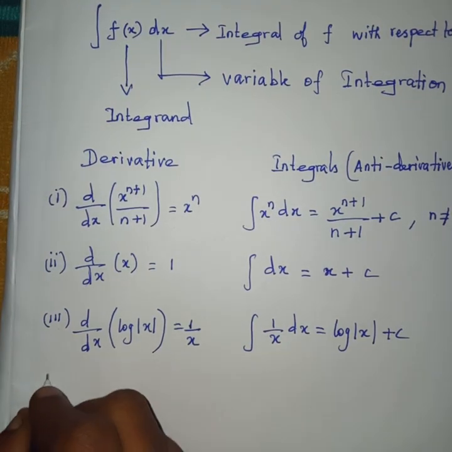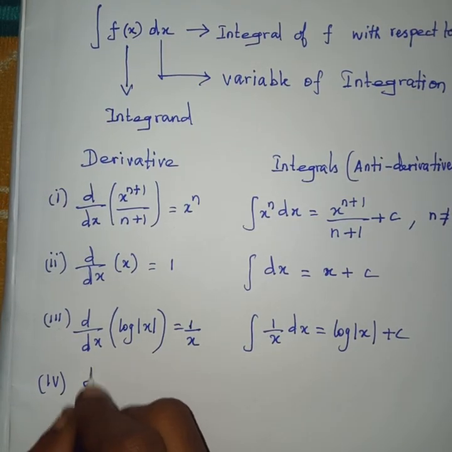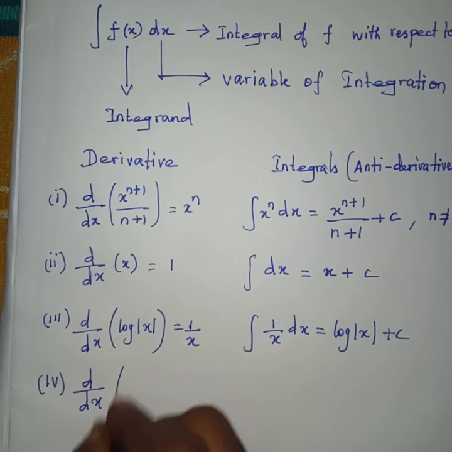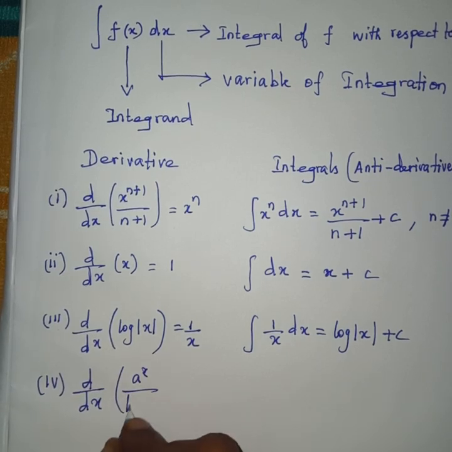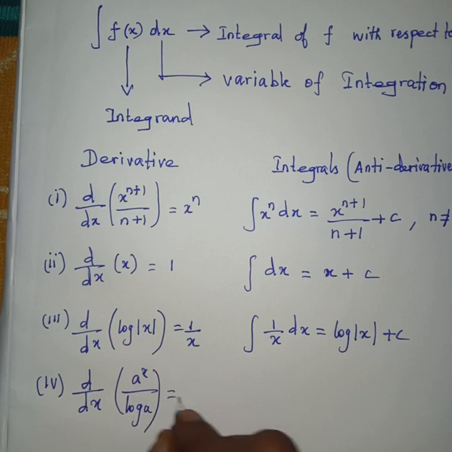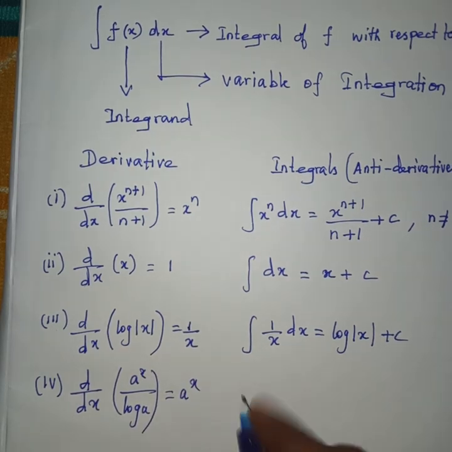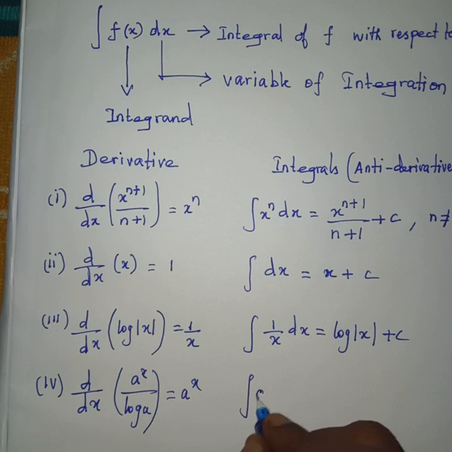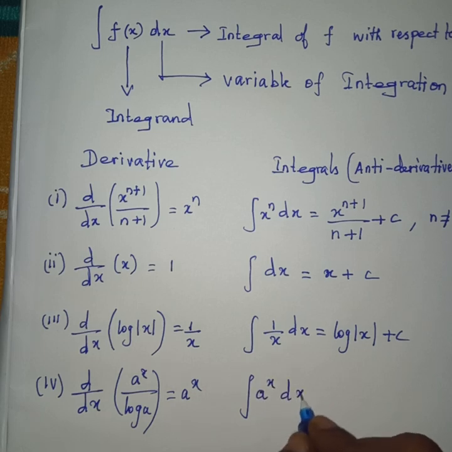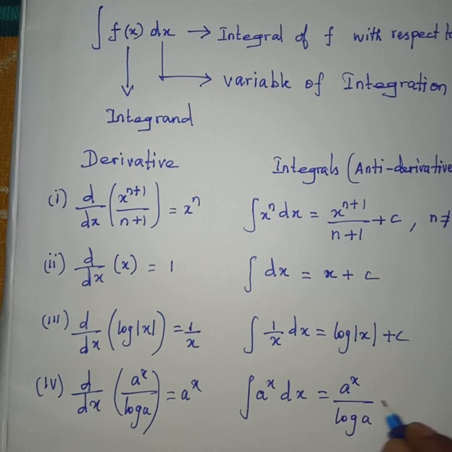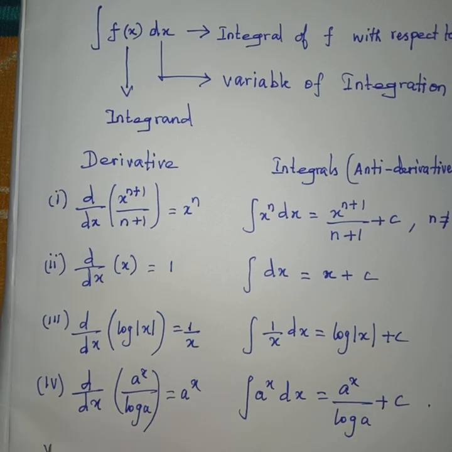The fourth formula is d by dx of a power x by log a, which is nothing but a power x. For the integral formula, we write the integral of a power x dx is equal to a power x by log a plus c.